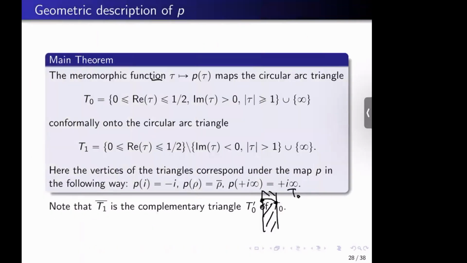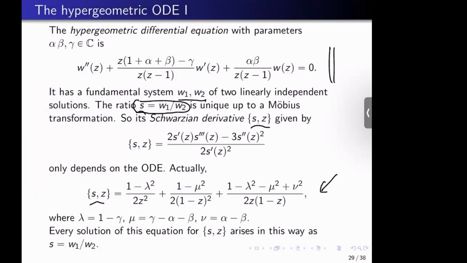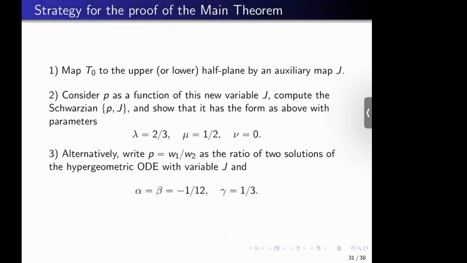So this actually gives us these coefficients alpha, beta, gamma that my solution should satisfy, and this gives me a strategy for the proof of the main theorem. So let me use the 2 minutes or so that I have here to outline the strategy. Our map that we want to discuss, this P, maps a circular arc triangle to a circular arc triangle. So this does not immediately fit into this framework that Schwarz studied.